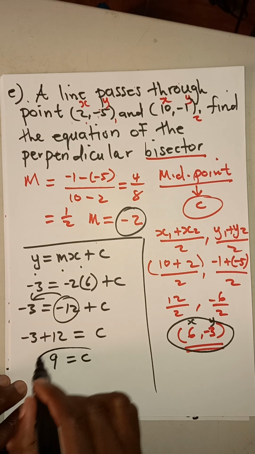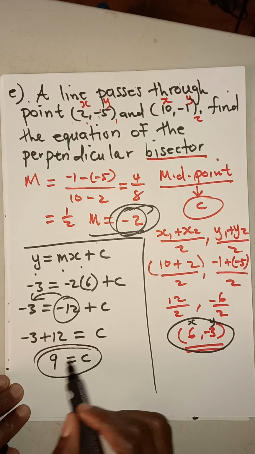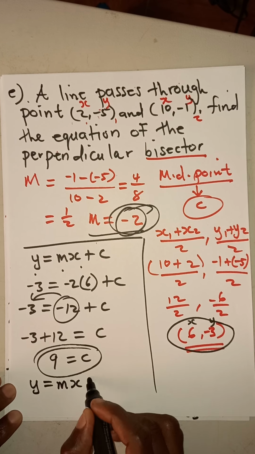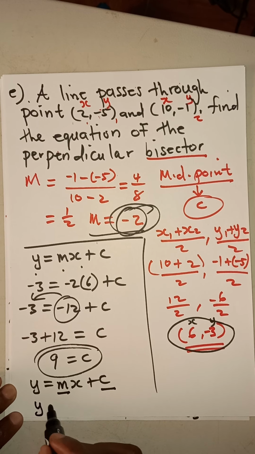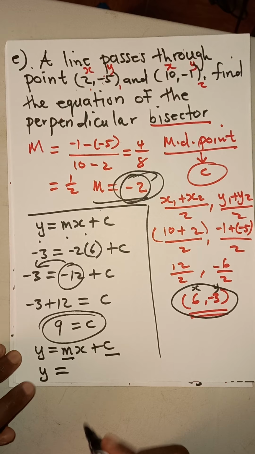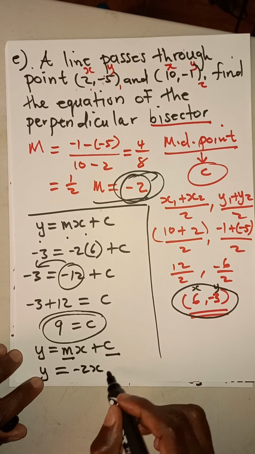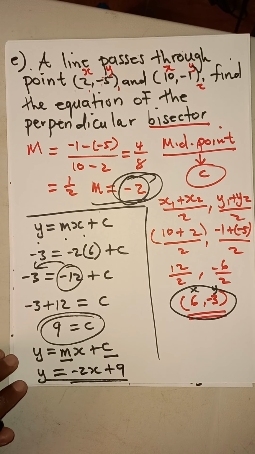So now that we have these two pieces of information, the gradient and the y-intercept, we can write the equation in the format y equals mx plus c. We replace only m and c. So the equation will be y equals -2x, and then c is +9. So this is the equation of the perpendicular bisector of that line.